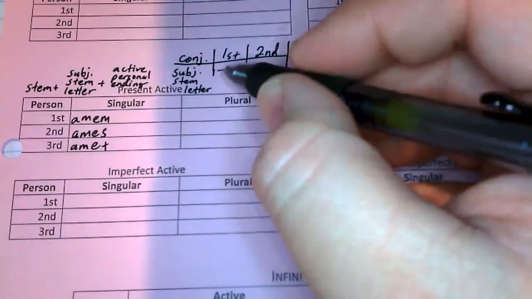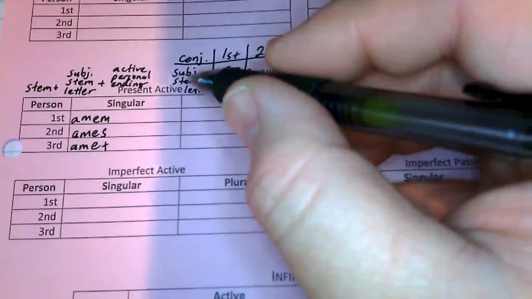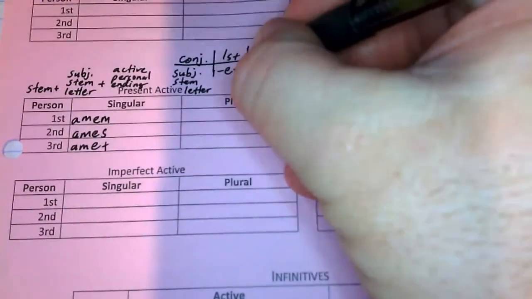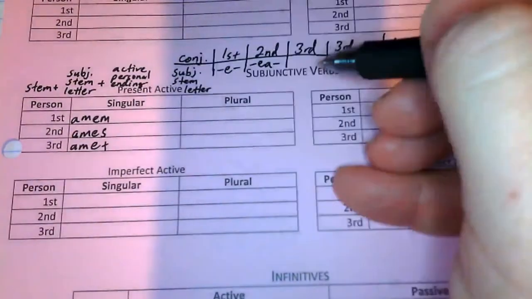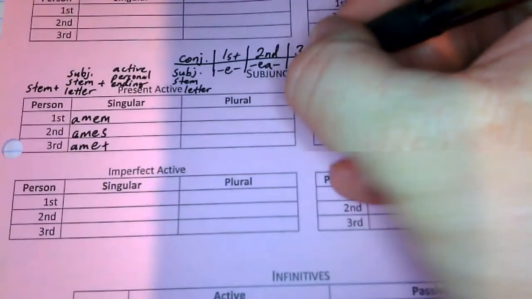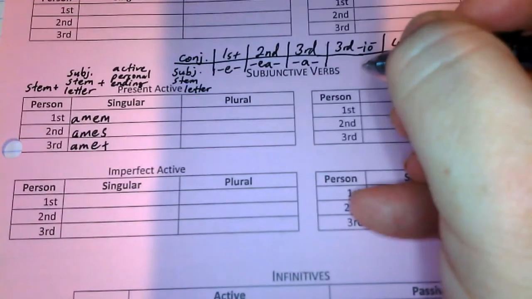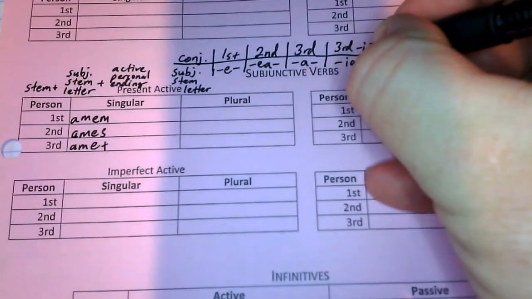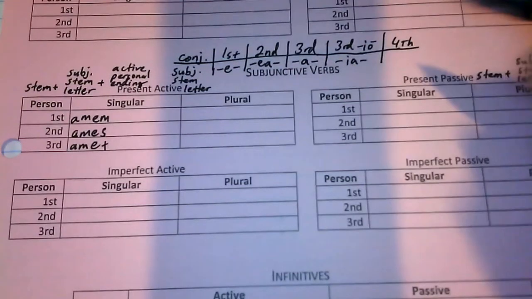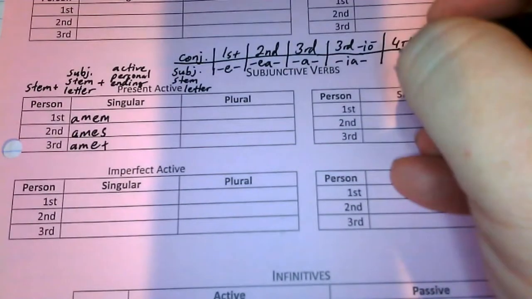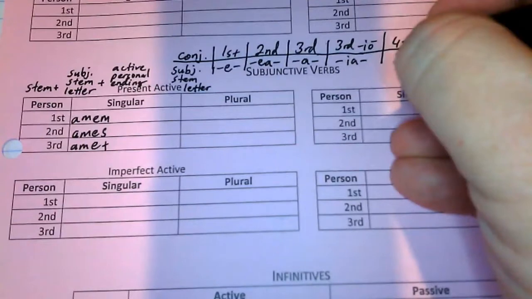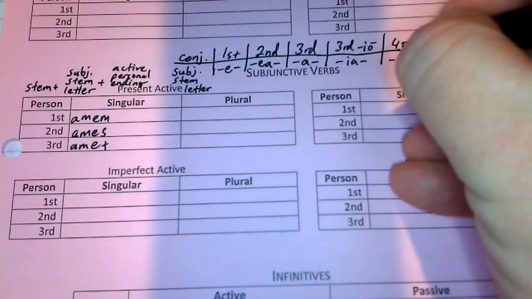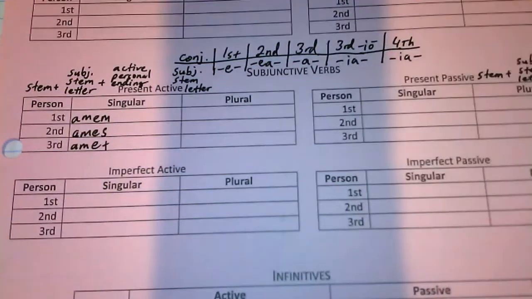So, for first conjugation, it's stem plus subjunctive stem letter plus active personal ending, but that subjunctive stem letter is E. If it were a second conjugation verb, it would be the same, except that subjunctive stem letter is EA. For third, the subjunctive stem letter is simply the letter A. For third IO, the subjunctive stem letter is IA. And for fourth, the subjunctive stem letter is also IA.